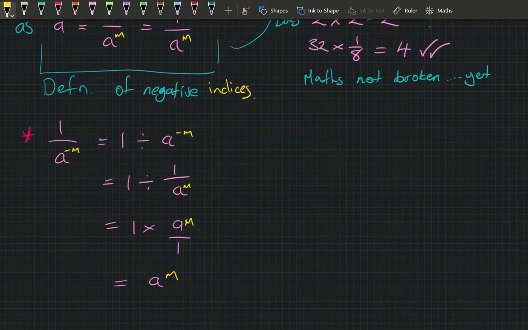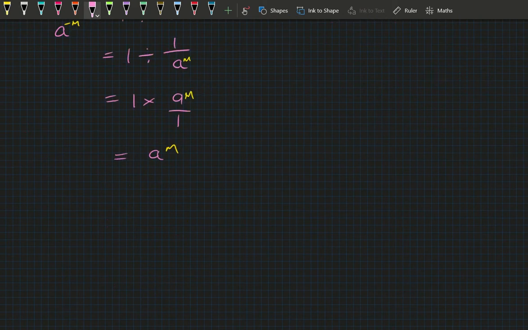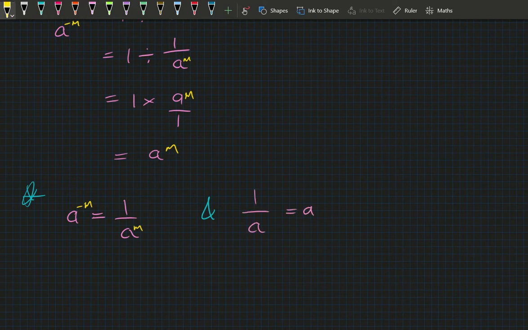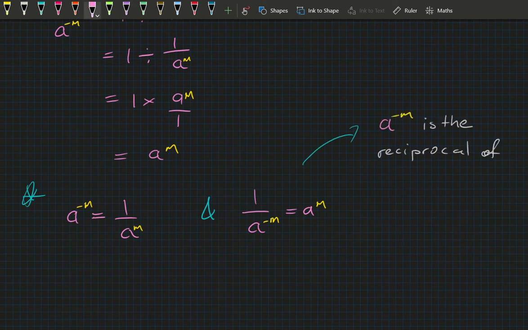So this means we now have two important facts that are worth writing down again. Firstly, a to the minus m is equal to 1 over a to the m. And secondly, 1 divided by a to the minus m is equal to a to the m. Hopefully this tells you that a to the minus m is really just the reciprocal of a to the m. With an actual numeric example, 3 to the minus 1 is 1 over 3. Or just in case the powers are still a little confusing, 3 to the minus 2 is 1 over 3 squared.